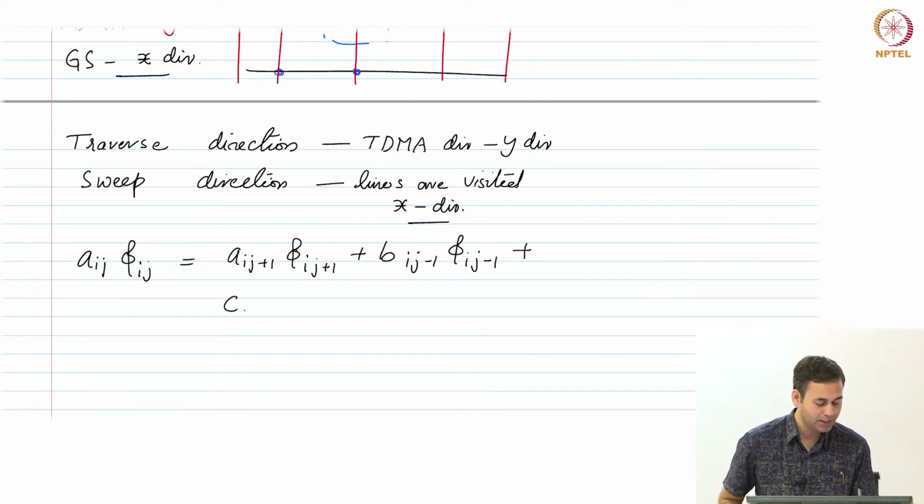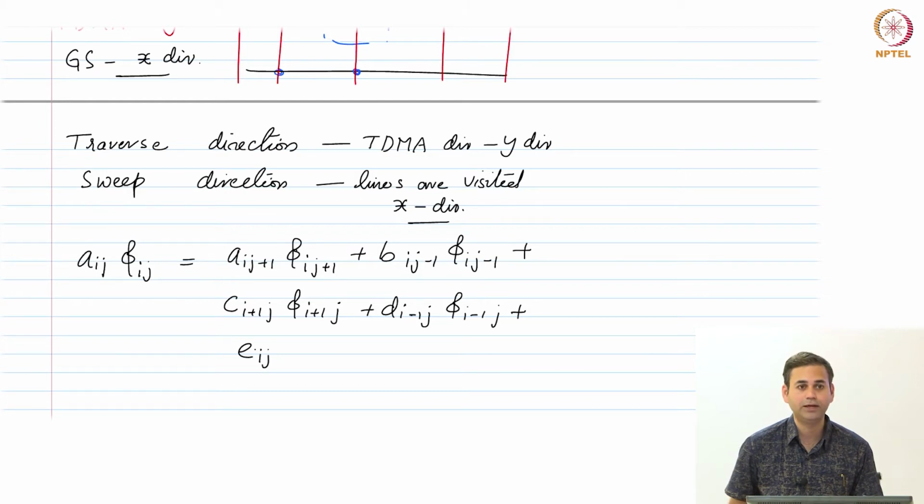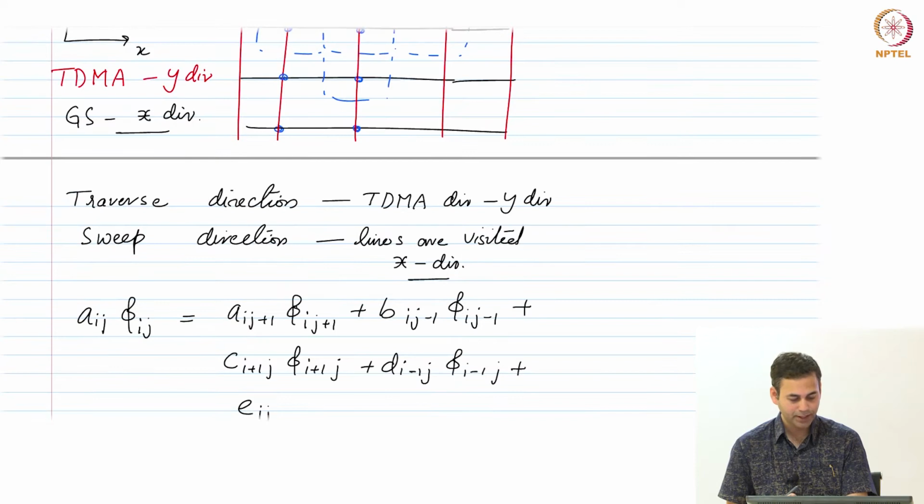Plus some c_i+1,j phi_i+1,j plus d_i-1,j phi_i-1,j, I am sorry, it should be minus 1. So this is i minus 1 j, plus we have some, what else, some constant, let us call the constant e_ij, that is our earlier b. So we have essentially links to east, west, north, south and the source term, right. So we have all these things. Now we want to apply TDMA along the y direction, right.